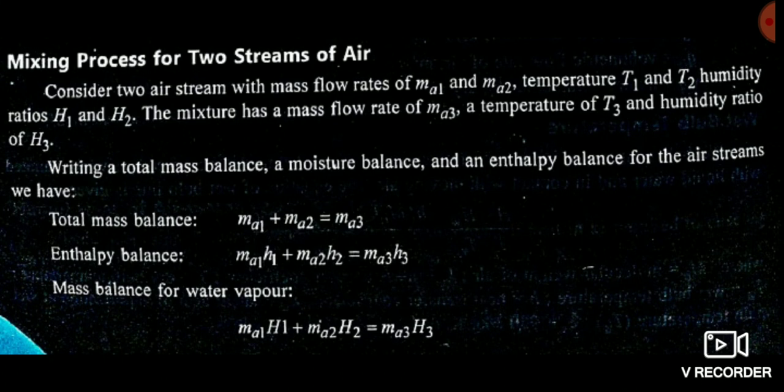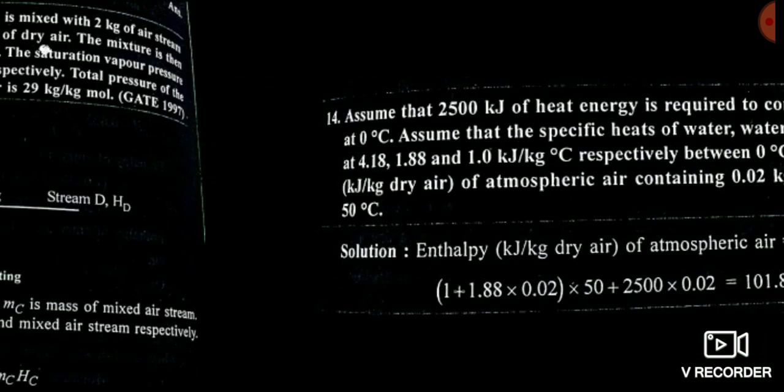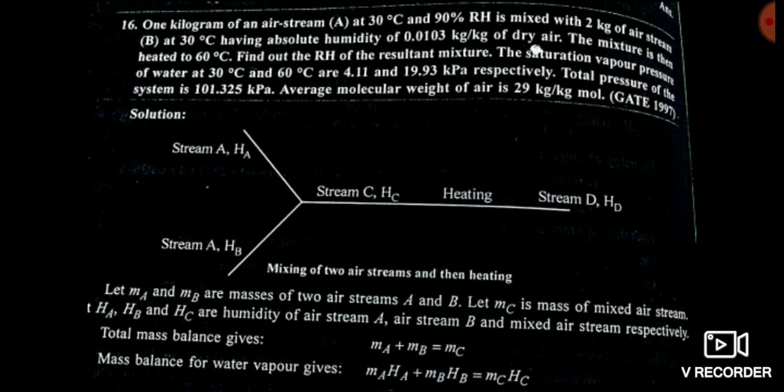Friends, the first thing you should see is that it is a case of mixing. So you have studied in the previous lecture that for mixing, Ma1 plus Ma2 is equal to Ma3, Ma1 H1 plus Ma2 H2 is equal to Ma3 H3, and Ma1 T1 plus Ma2 T2 is equal to Ma3 T3. So you should simply apply that. Here you see that 1 kg initial weight is mixed with 2 kg of B.